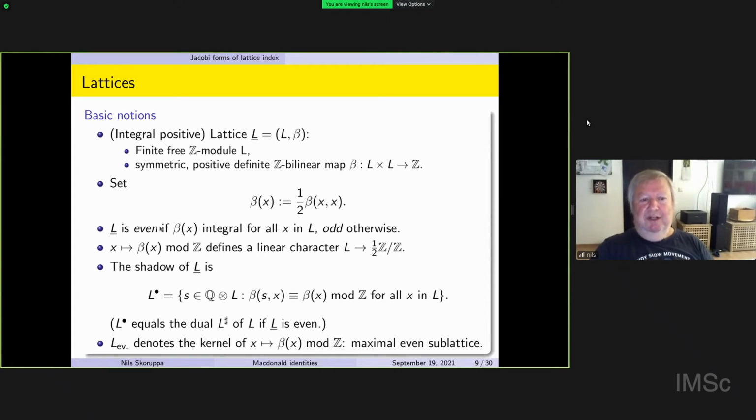We call the lattice even if beta x, x is integral, that is, beta XX is in 2Z. Otherwise we call the lattice odd, so then beta x takes values in 1/2 Z. Then we can consider the map x to beta x mod Z. If beta x is integral mod Z, that is a trivial character, but otherwise it defines a linear character into 1/2 Z mod Z, so of order 2. That also is quite important for us.